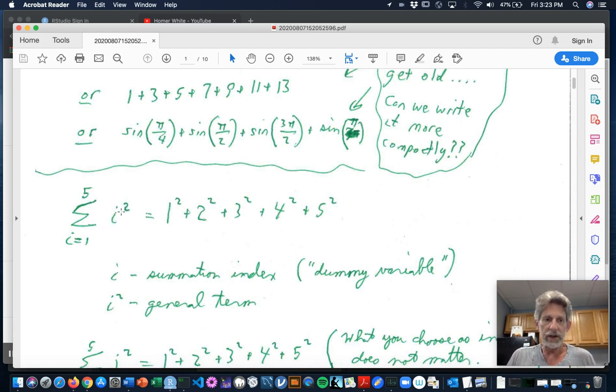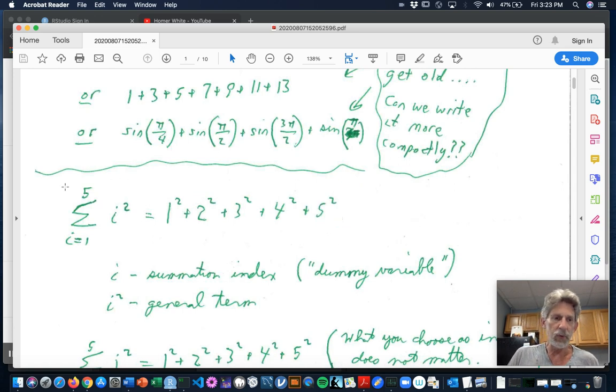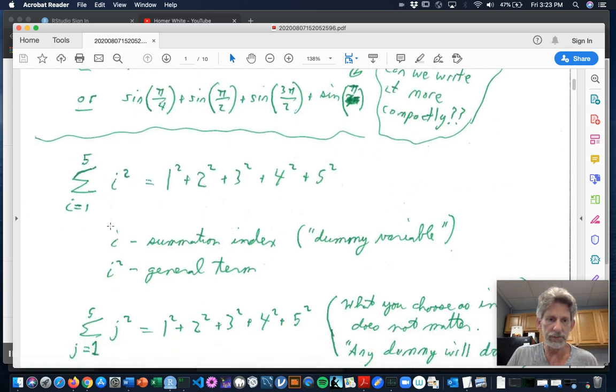So I squared. The recipe here is that you set I to 1 and you compute your I squared, you got 1 squared. Then you set I to the next number, 2. And then you work with your I squared and you get 2 squared. And you keep going that way until you've written down your 5 squared. At that point, you have reached your upper limit on the summation, so you stop. So that's how summations work.